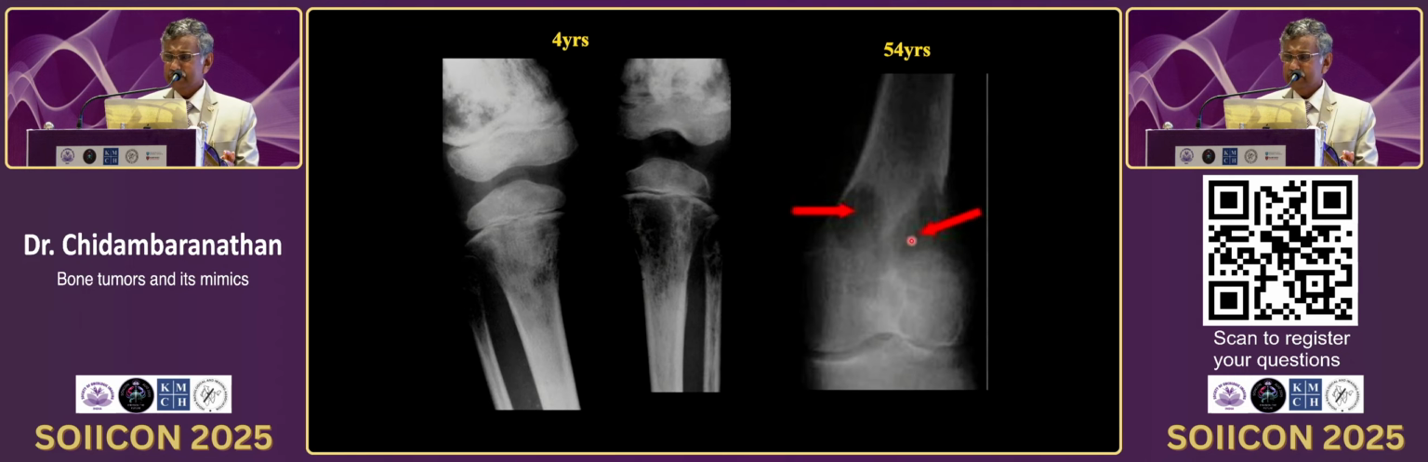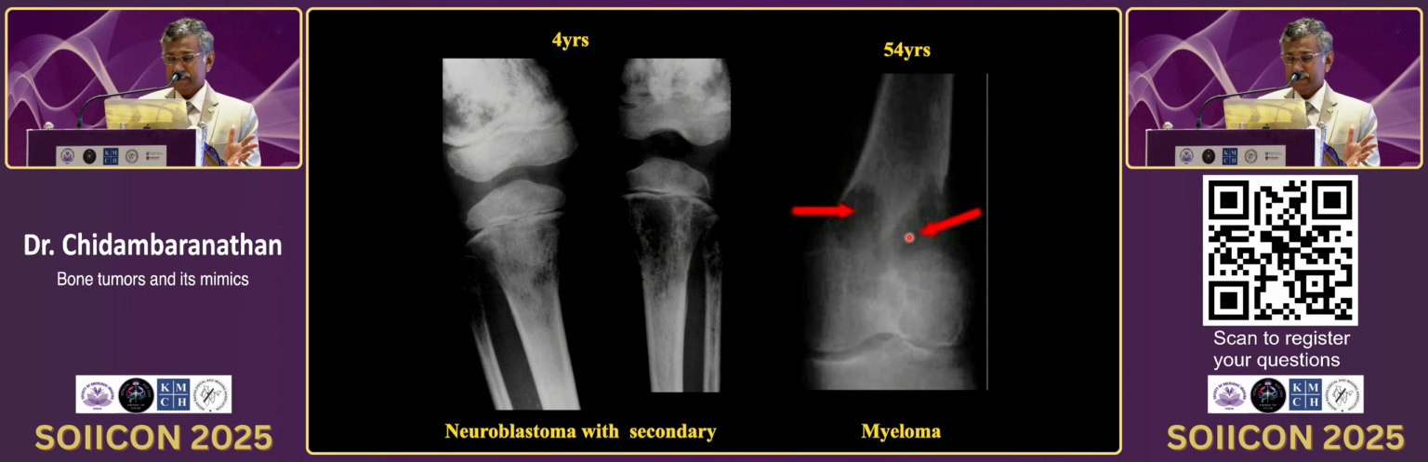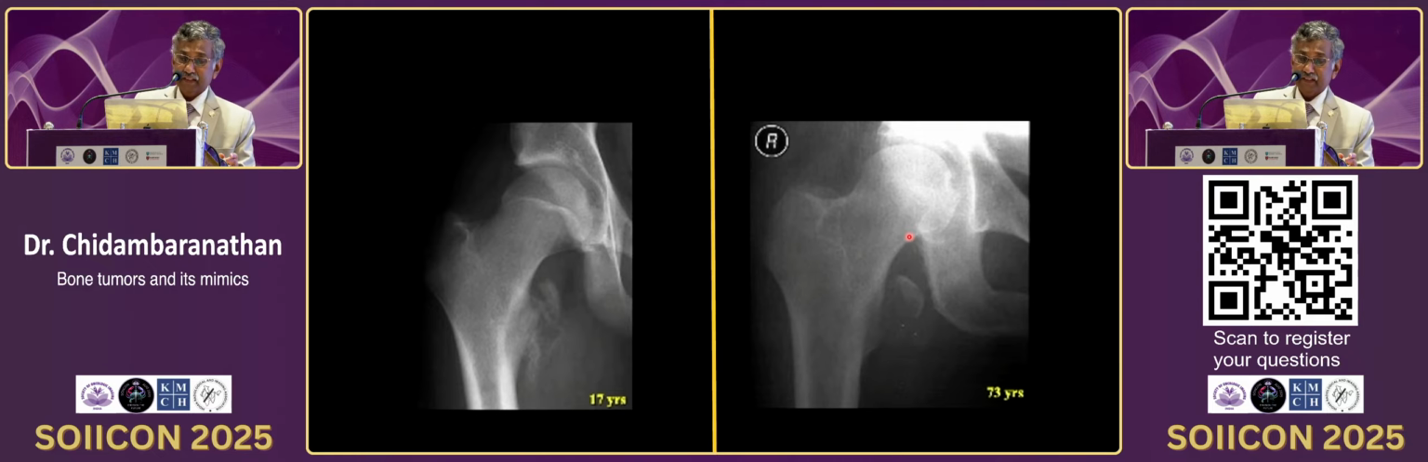These are similar-looking lesions, but here this is a myeloma. So it is myeloma, a hematological malignancy. It can be leukemic infiltration; they all can occur. So age is important, and there is a wide zone of transition. Next, this is 17 years old. This is 73 years old. There are 2 lesions.